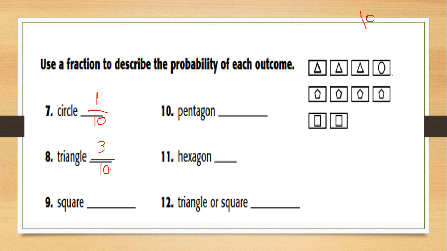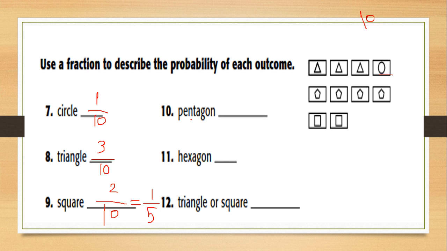Okay, Habibi, welcome back. Let's see question number 9. What's the probability of getting square? Let's make fraction. How many squares do we have here? We have 2. So that will be 2/10. Okay? And if you want to write it in simplest form, you will divide by 2. 2 divide 2, 1. 10 divide 2 equal 5.